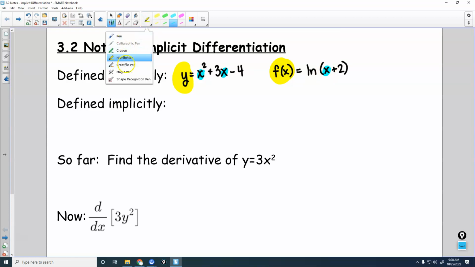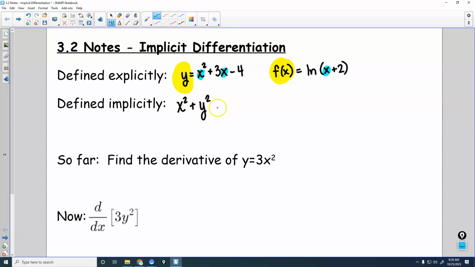Something that is implicitly defined, to use one that you have seen before, might look like this. x squared plus y squared equals 16. That is an implicitly defined function. That's a circle. What's its radius? 4. And what's the center? 0, 0. Right? So that would be an example of an implicitly defined function that you have seen before.